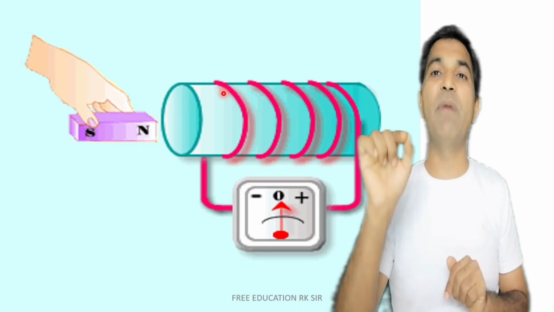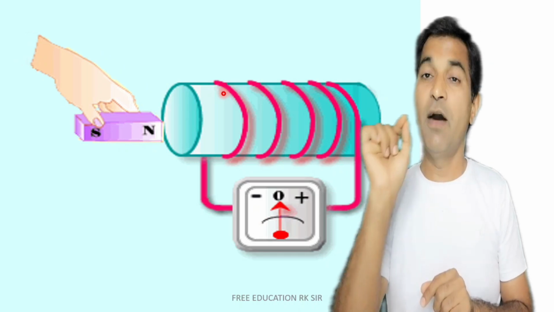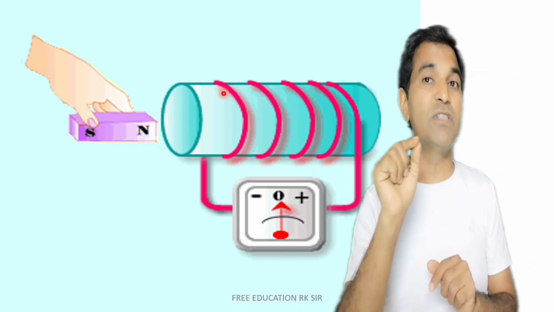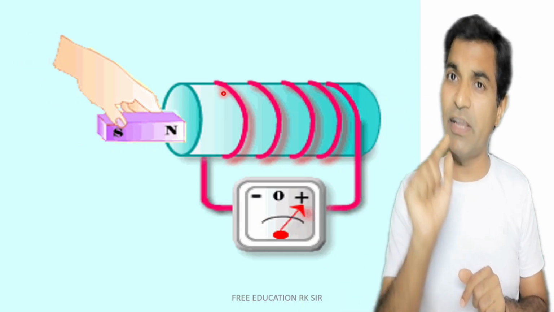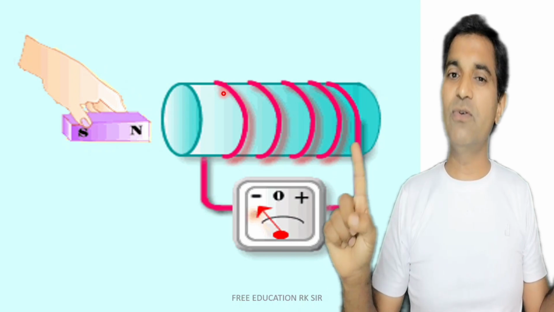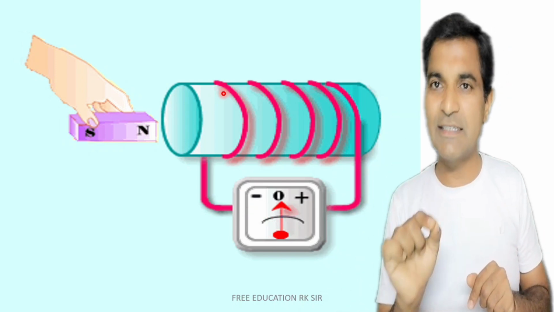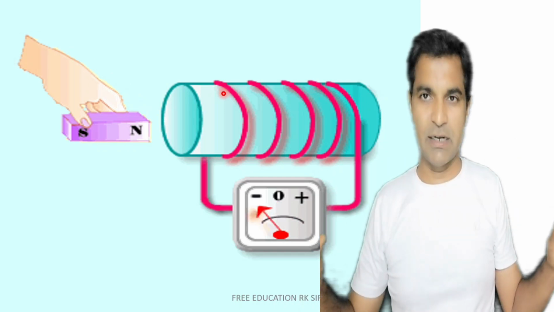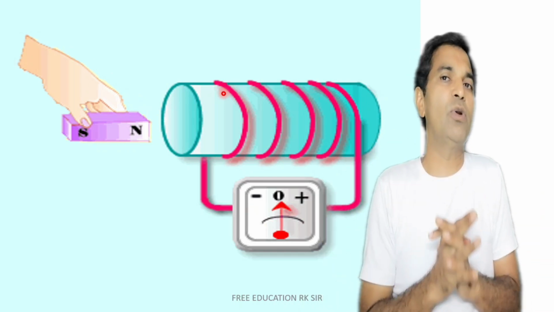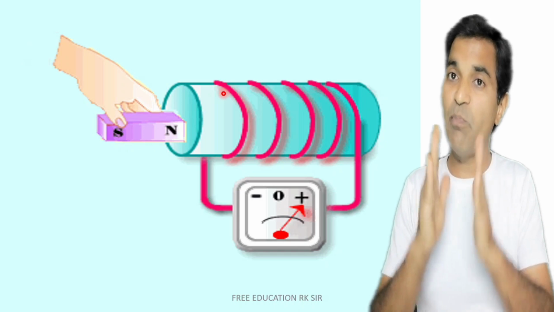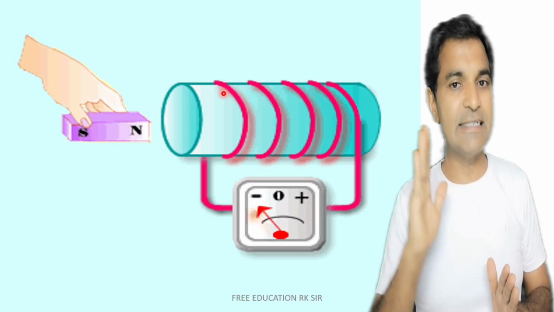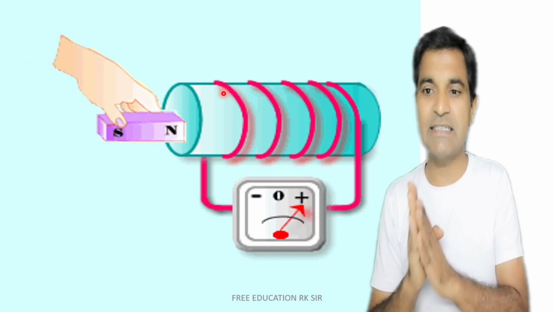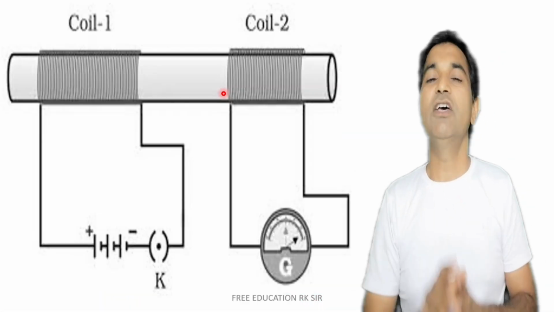Current is not produced if the magnet is stationary. Mind well these words: current is not induced. We will use the word induction, we will use the word induced. Current will not be induced if the magnetism is stationary. If there is no change in the magnetism, there will be no production of current. So Faraday concluded that the rate of change of magnetism produces electricity.